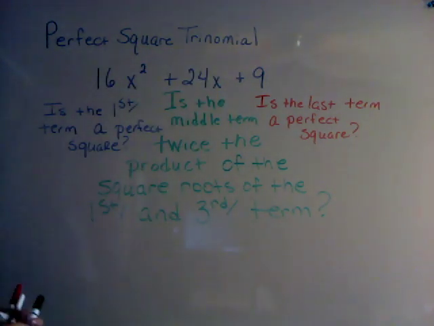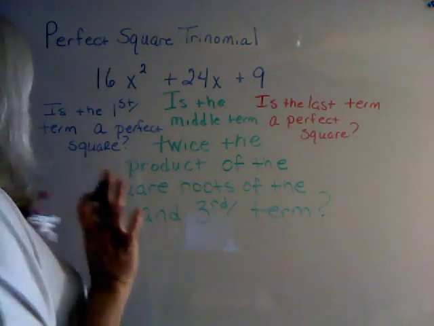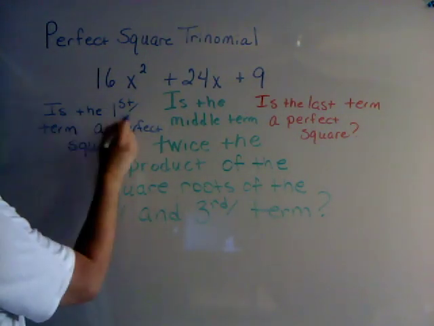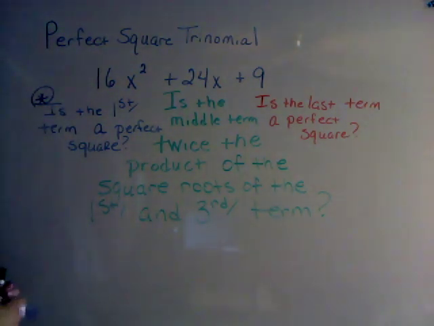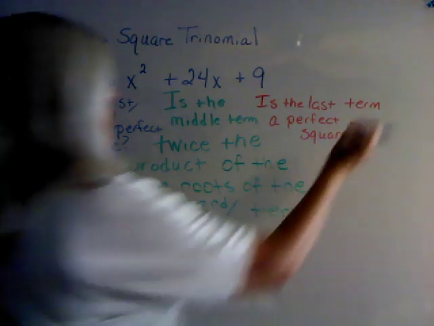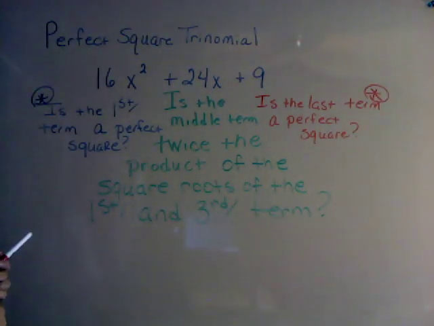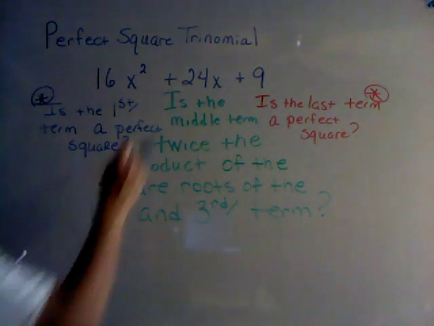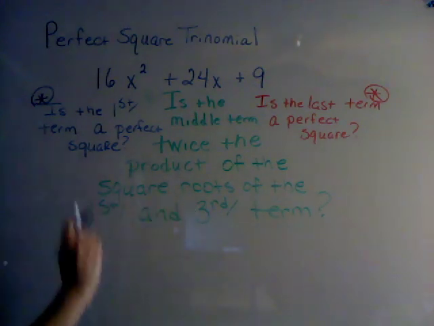So I'm going to ask myself three questions. Now, it may be a good idea to put this in your notes. Is the first term a perfect square? Is the last term a perfect square? Is the middle term twice the product of the square roots of the first and third term?